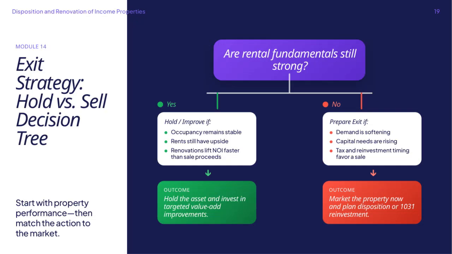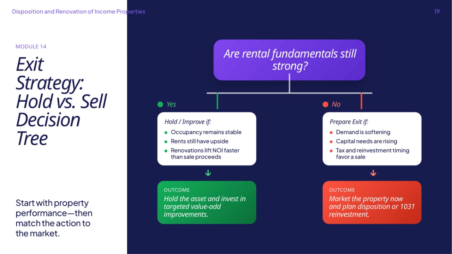Let's talk about the exit strategy for managing income properties, focusing on the decision between holding and selling. The process starts with evaluating how your property is performing and then aligning your action with the current market conditions. First, ask yourself, are the rental fundamentals still strong? If the answer is yes, it's generally best to hold on to the property and consider targeted improvements.